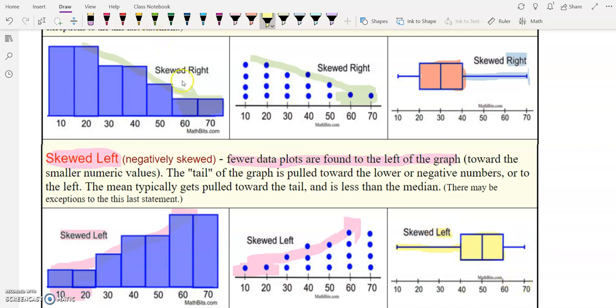I want you to remember what these graphs look like, because you're going to have to identify graphs based on their shape. So study what these graphs look like along with the words.